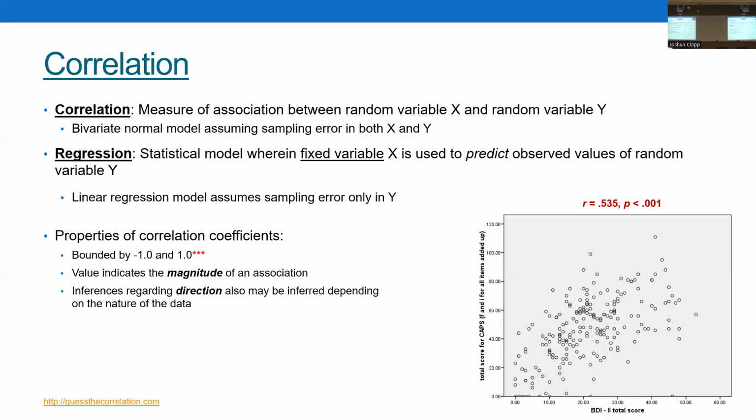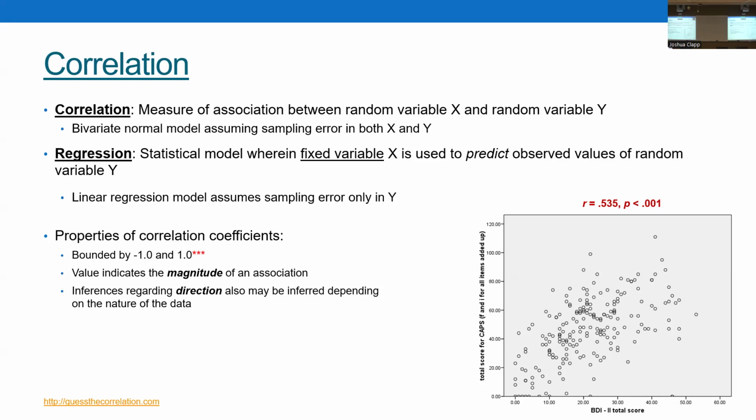Properties of my correlation coefficients: they are bounded by -1 and 1. I can't get beyond those bounds. Now, I've asterisked this. Our standardized regression coefficients, our partial regression coefficients, can exceed -1 and 1. They typically don't. If they do, you want to make sure that there's not something weird going on in your data. But my standardized coefficients can exceed -1 and 1, so you need to be aware of that.